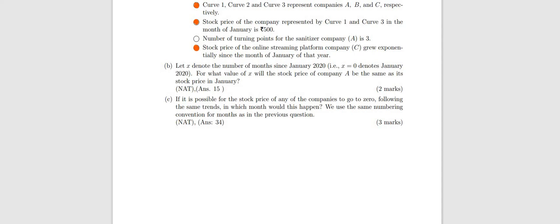Question number 3 says that if it is possible for the stock price of any company to go to 0 following the same trend, in which month would this happen? We use the same numbering convention for month as in the previous question. Now, this question is going to be completely based on plotting of the graph.